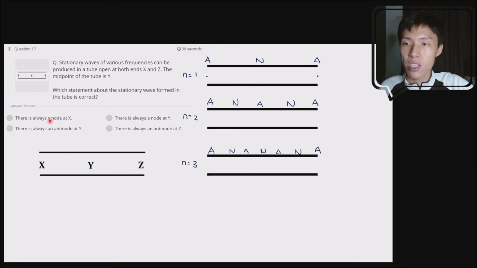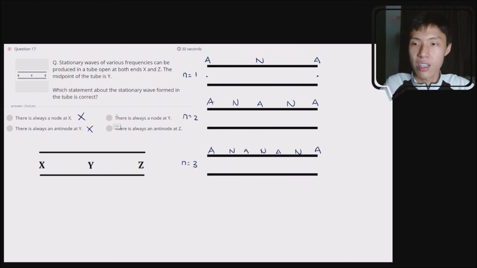There is always a node at X. So X is the left hand side of the pipe. Is it a node? No, it's an antinode. So this is wrong. Next, there's always an antinode at Y. Y is the center. You can see that at the first harmonic, it's not an antinode, it's a node actually. So if it's a node, then this statement here is wrong.